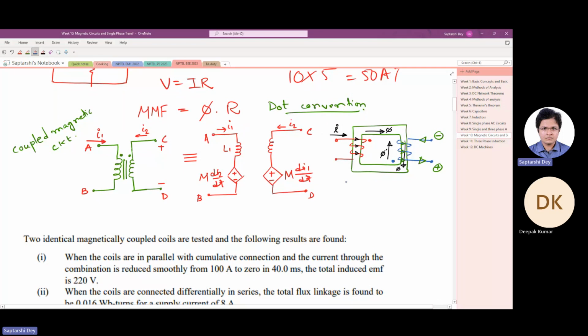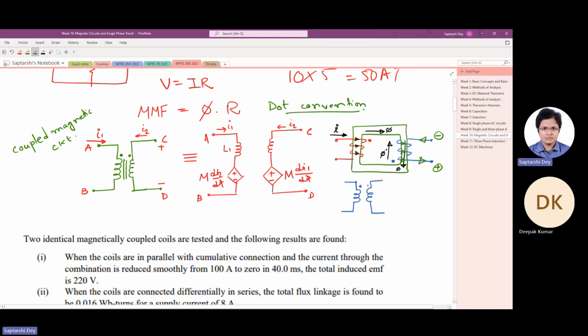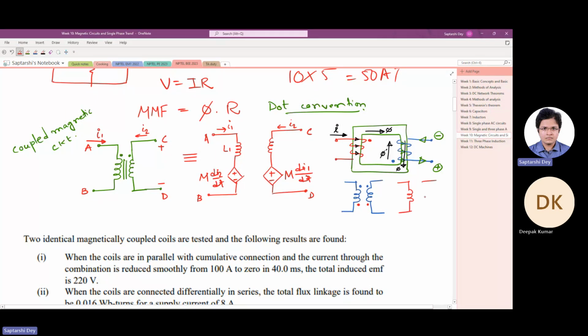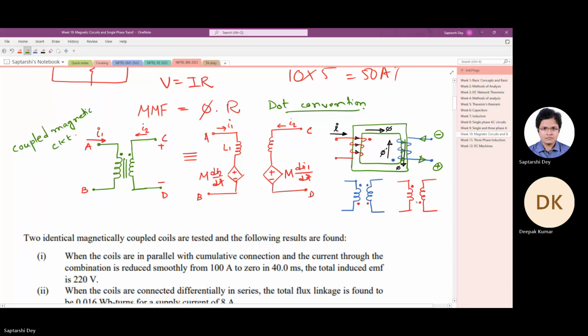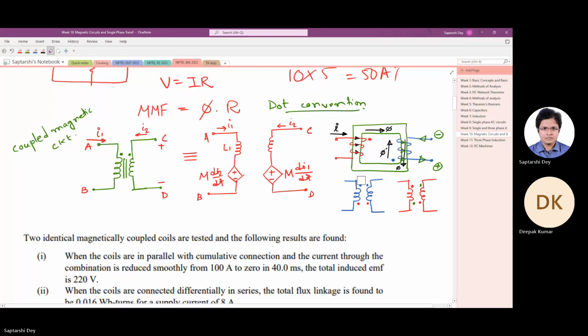Now notice one thing, that it is relative. So you have two coils. I can put the dots here and here, and this is equivalent to putting the dots here and here. Similarly, if I have two coils like this, I can put dots here and here, which is equivalent to putting dots here and here. Okay, same thing, it doesn't matter. But once you put a dot in one winding, for the other windings the dots get defined.